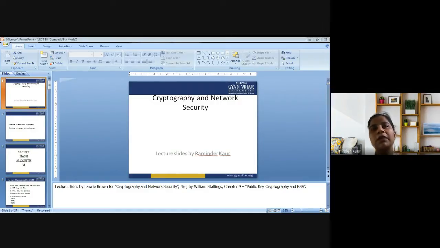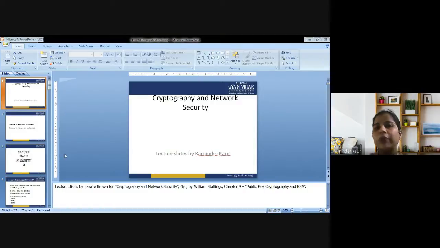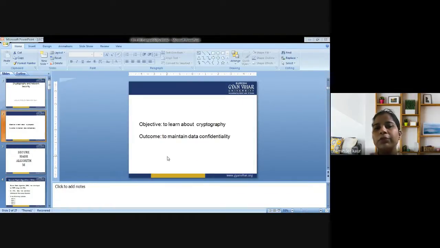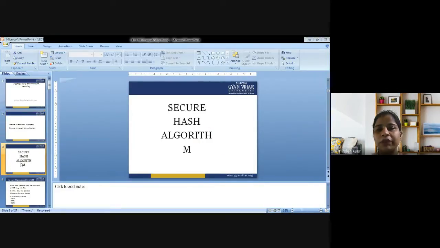So the objective is you will be learning an encryption technique in today's lecture, and that is based on the secure hash algorithm. You are going to learn the same, and in the end you will be able to maintain data integrity and data confidentiality. So let's discuss what is the secure hash algorithm.